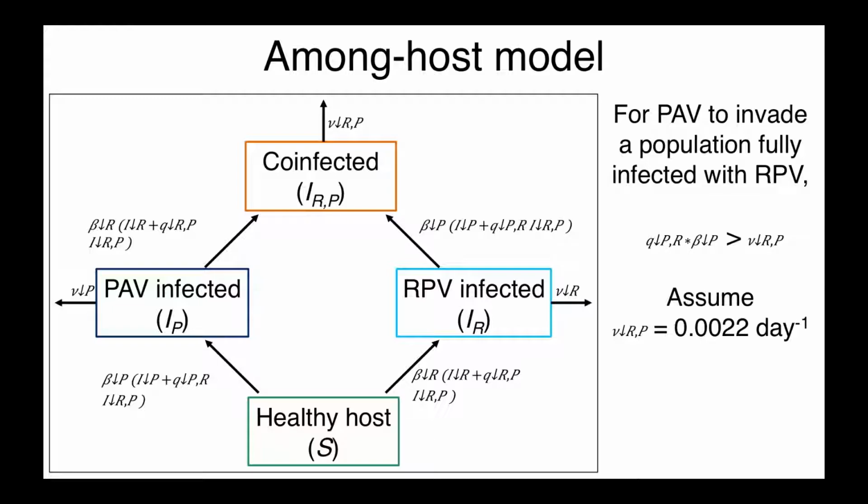And we asked for PAV to invade a population that's fully infected with RPV, so that's the most difficult situation for it to invade. What needs to happen? And this combination of parameters, this Q, which is how hard it is to get out of a co-infected host, and then its transmission rate, had to be higher than the mortality rate of the plant. And we used a value from the literature for our mortality rate, and it's pretty small because the main effect of these viruses on their host is through seed production, not that they necessarily kill plants.